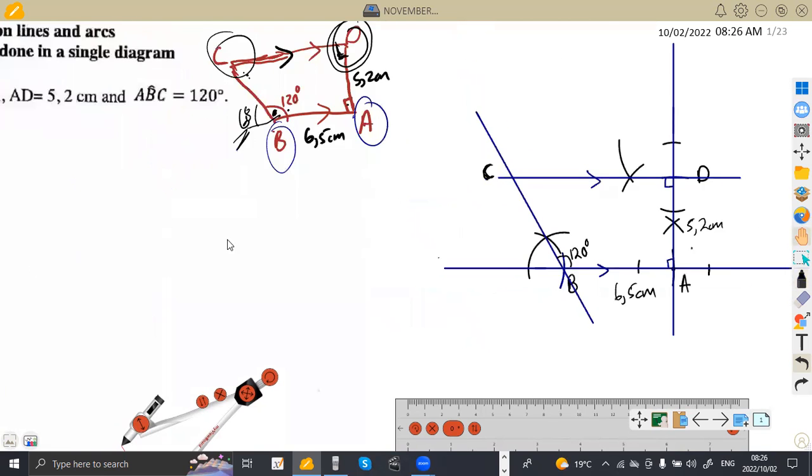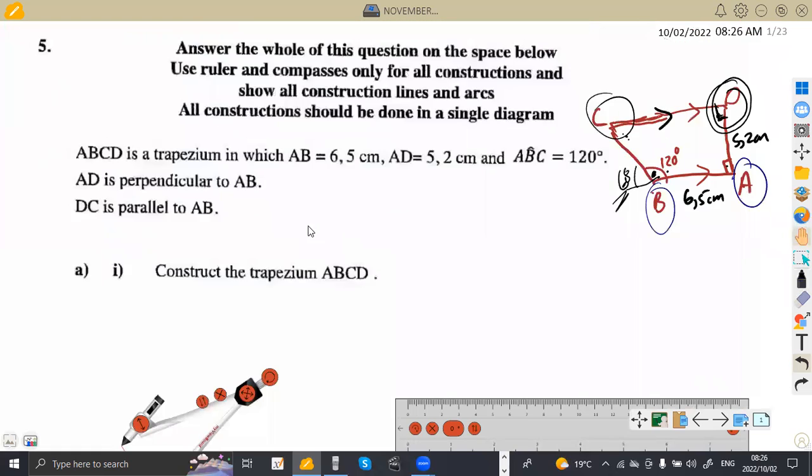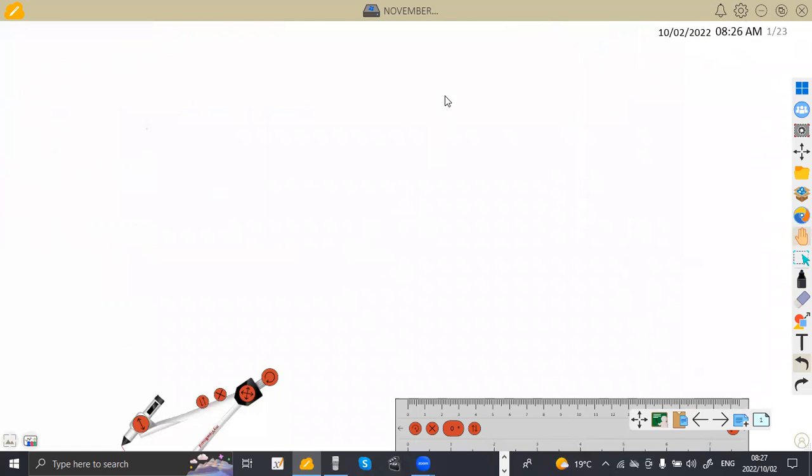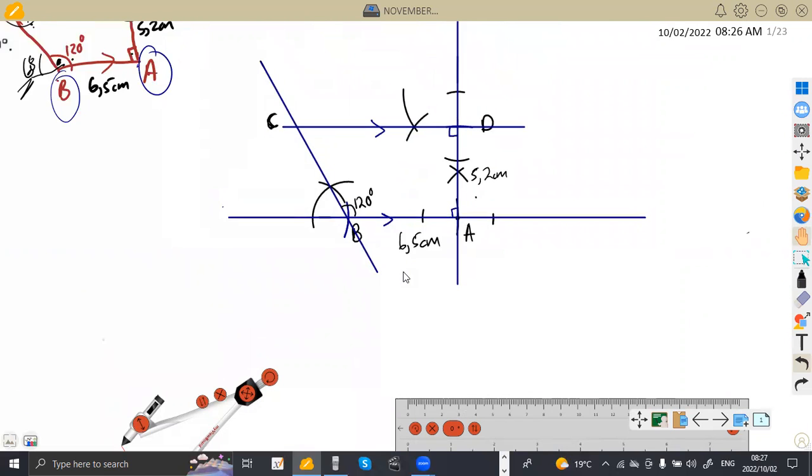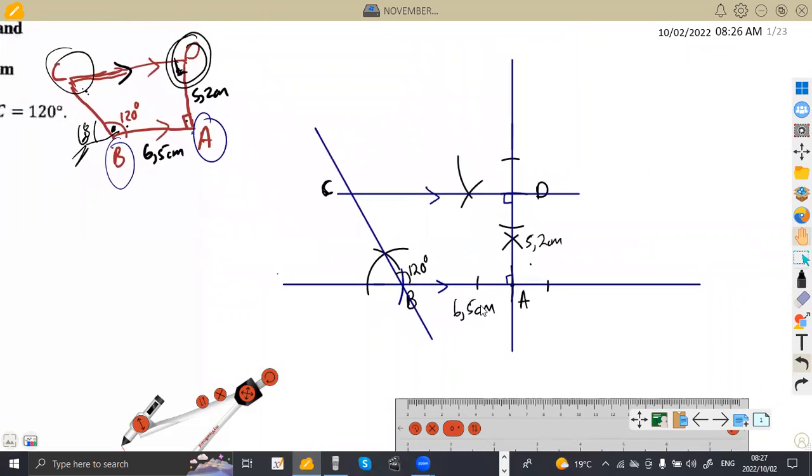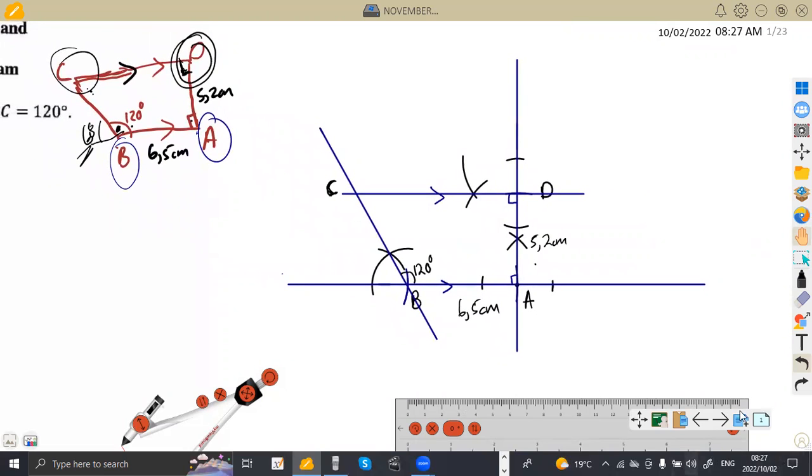Anyways, let us see the other part of the question. We have constructed the trapezium. What now follows? Okay, so that was actually 6 marks. Yes, this trapezium deserves 6 marks. Okay, so let's see the other part of the question now.